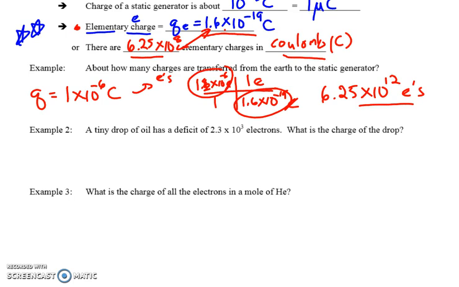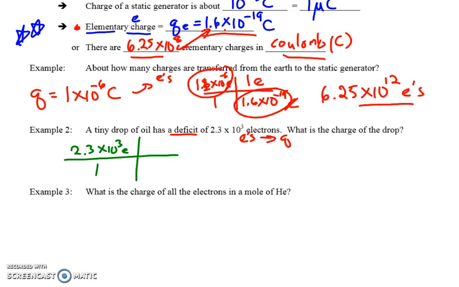Another example we could do is, let's say we have a drop of oil, and we say that the drop of oil has a deficit, meaning it's lacking 2,300 electrons. What must be the charge of the drop? So now we're going from electrons to charge, Q, in coulombs, whereas in the last problem, we went from Q to electrons. So again, I'm going to set up a table. I've got 2.3 times 10 to the 3 electrons over 1. Always put it over 1.